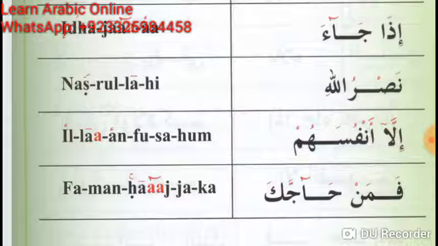Lam, alif, lam, lam shadda, erect fata, ha, kasra. Okay. Nasru Allahi. Here alif and lam will be silent and the second lam will be pronounced. Yes. Nasrullahi. Good.